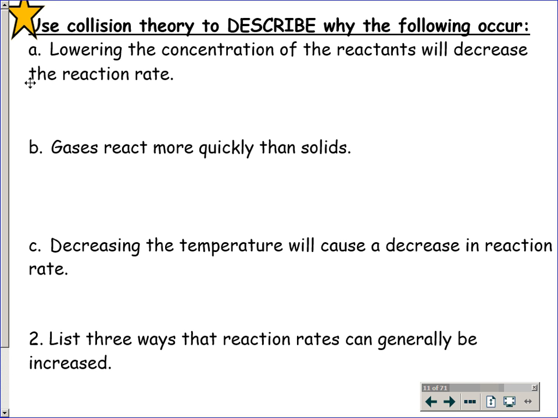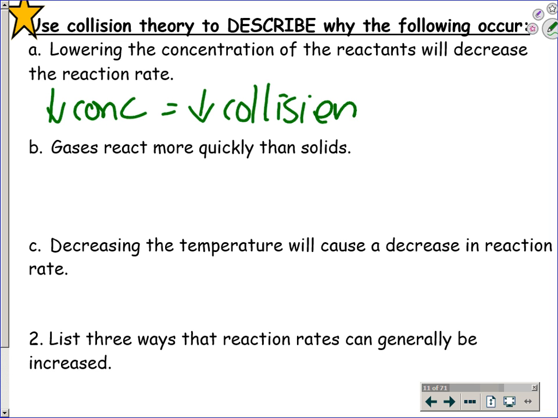All right, come back to me. 3, 2, 1. Corbin's table, go. When there's more concentration, there's more stuff colliding, but when there's less concentration, there's less stuff colliding. So less concentration equals fewer collisions, which does what to the reaction rate? Slows down. Okay, good. Gases react more quickly than solids. Talk.